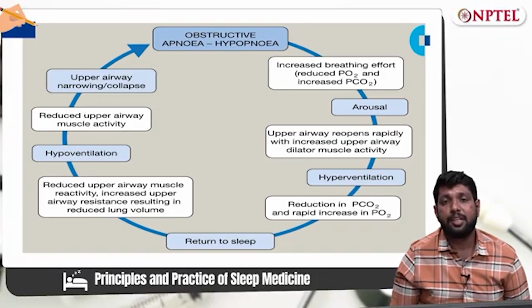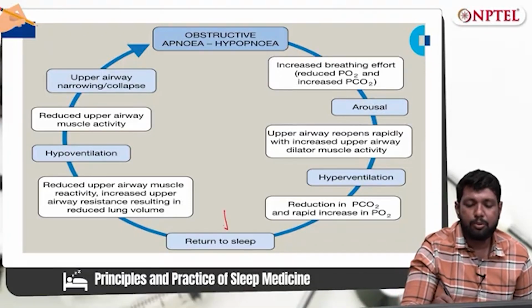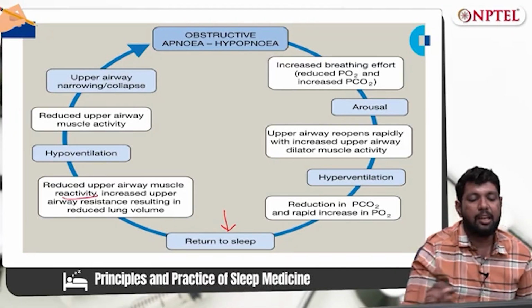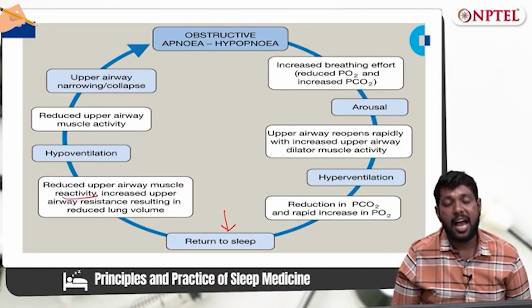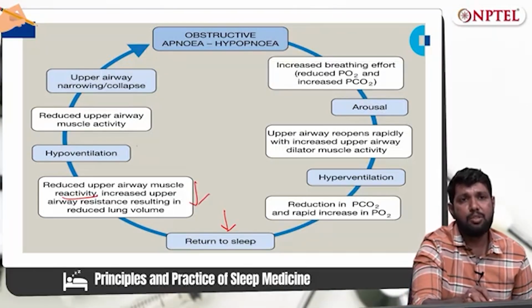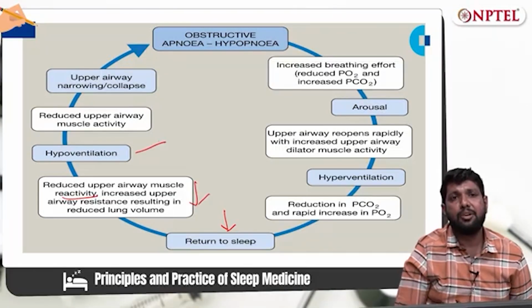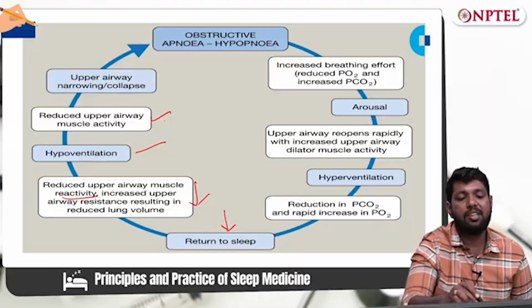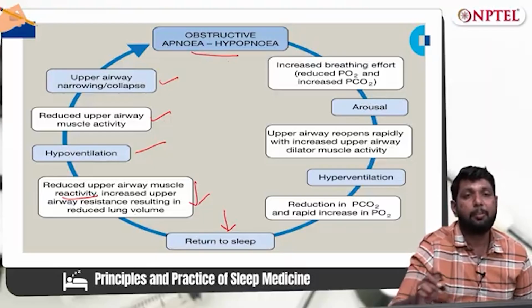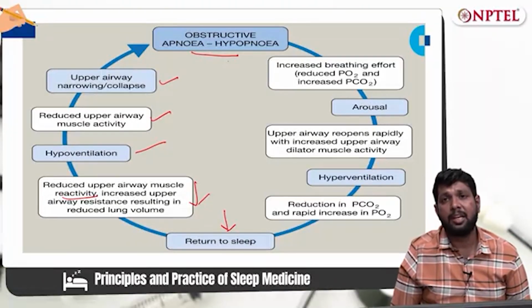Okay. The obstructive sleep apnea is a vicious cycle. So, when the patient returns to sleep, there is a reduced upper airway reactivity and increased upper airway resistance, resulting in reduced lung volume, which leads to hypoventilation, and reduced upper airway muscle activity, which leads to upper airway narrowing and collapse, which leads to obstruction, and the patient will have spells of apnea and hypopnea.